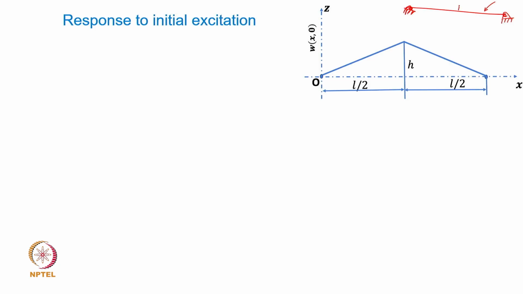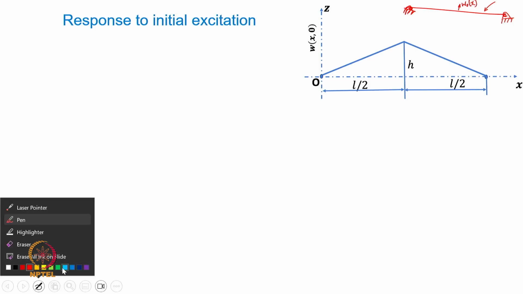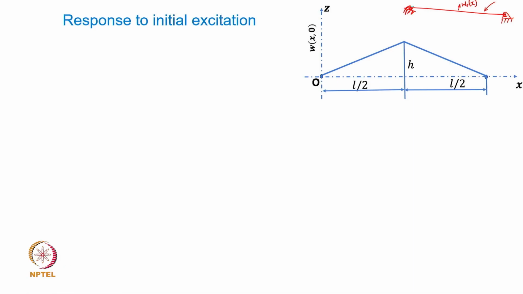The player basically pulls the string outwards. So, you are basically stretching the string outwards with a value at initial time w naught of x. So, basically the string is stretched like this at initial time. The player pulls it at any location. As an example here, we assume that the player has pulled the string at its central location by a small distance h.